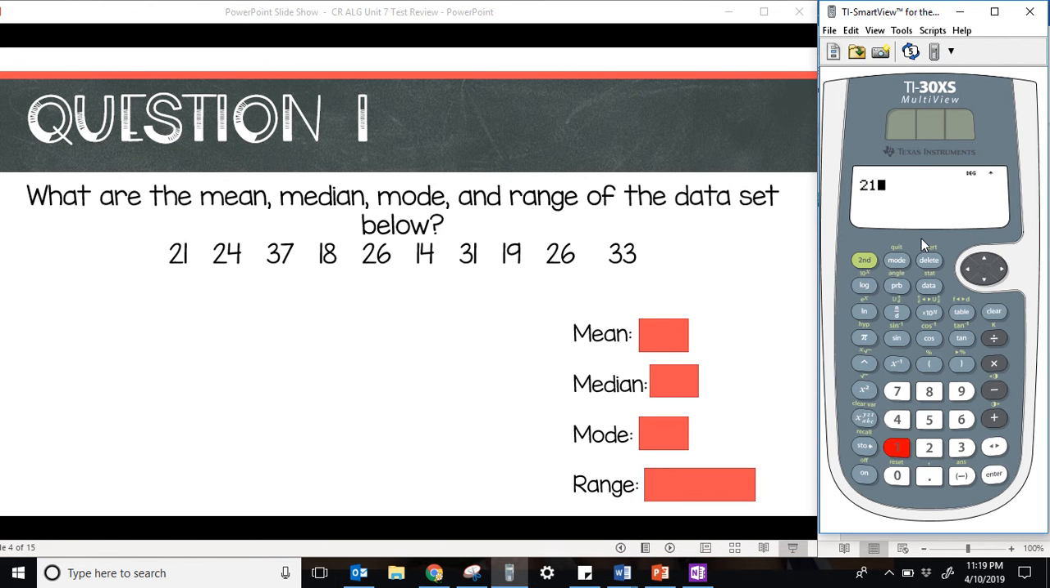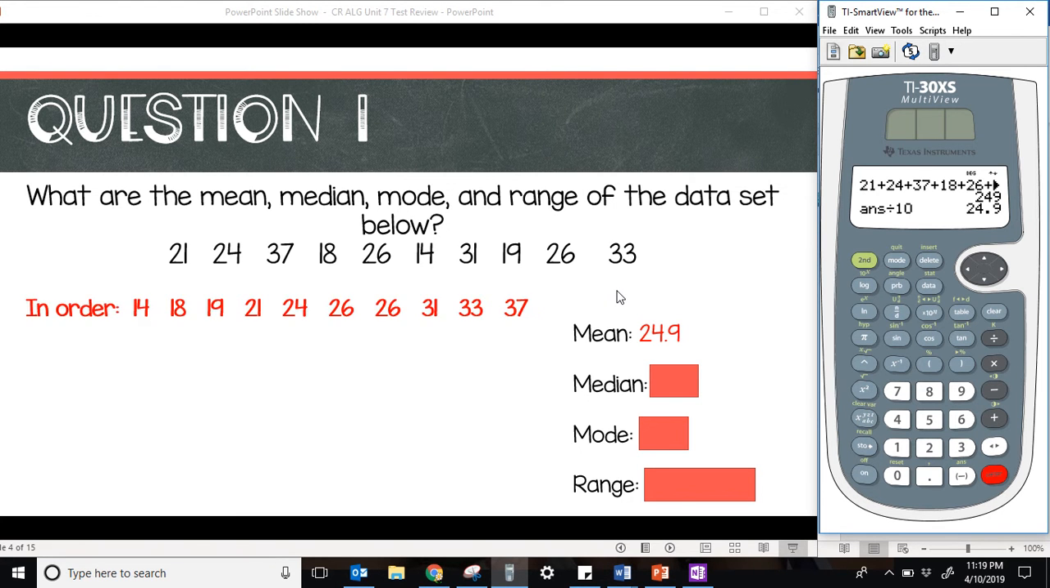So I'm going to take all my values and I'm going to add them all together. So 21 plus 24 plus 37 plus 18 plus 26 plus 14 plus 31 plus 19 plus 26 plus 33. And I end up with 249. Now I have 1, 2, 3, 4, 5, 6, 7, 8, 9, 10 items. So I'm going to go ahead and divide that answer by 10. And I end up with 24.9. And we can see here that matches this answer here of 24.9. So again, I just added up everything here and then I divided by the number of items that I had.